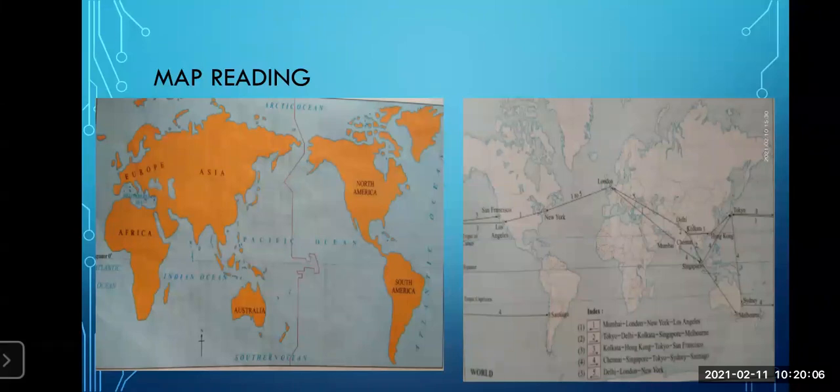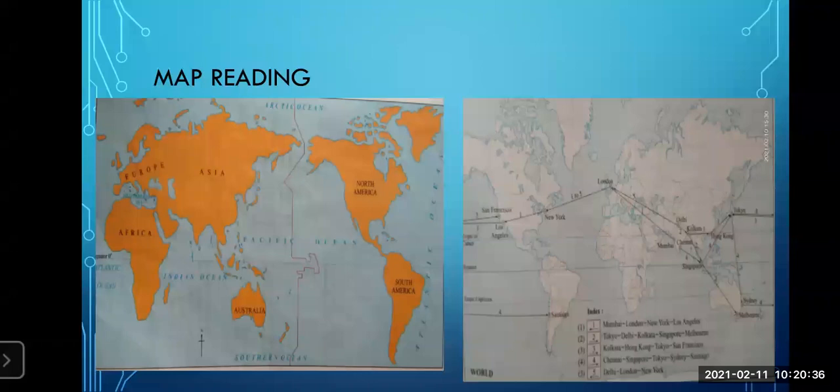Mumbai. Now, when your plane is going from Mumbai to London, then New York, then Los Angeles, will it cross the IDL? You can see in the next slide where the IDL is actually located, and from that you can understand that it is crossing the IDL. So the answer will be yes.